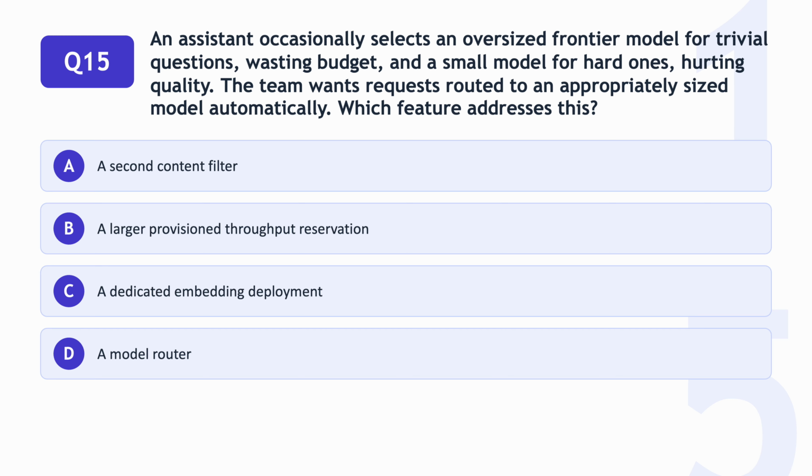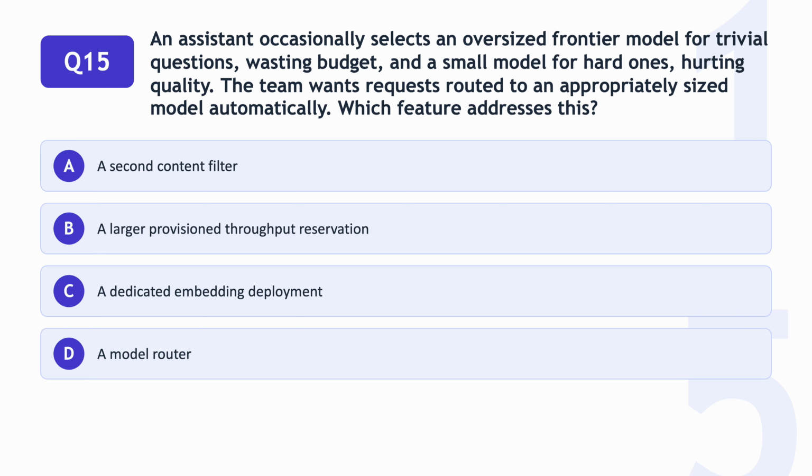A. A second content filter. B. A larger provisioned throughput reservation. C. A dedicated embedding deployment. D. A model router. Pause the video now if you don't want to hear the answer yet. Correct answer, D. A model router.